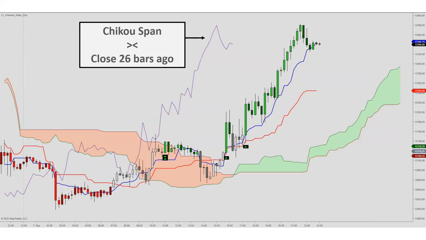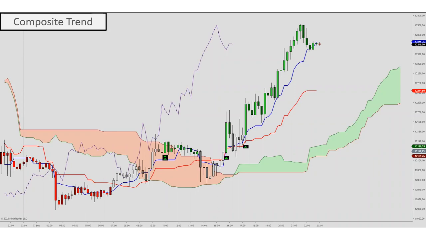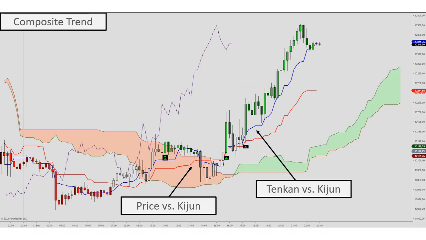All right, so what to do with all of this? Well, the indicator allows you to define a composite trend to filter signals. So by default, we've set it to look for where the price is relative to the Kijun line. And we also want the Tenkan Sen to be on the right side of the Kijun Sen. So there has to be a Tenkan Kijun cross that has occurred. And you want the price to be in agreement with the cloud, meaning it has to have broken above for long signals to occur and below for short positions to be possible.